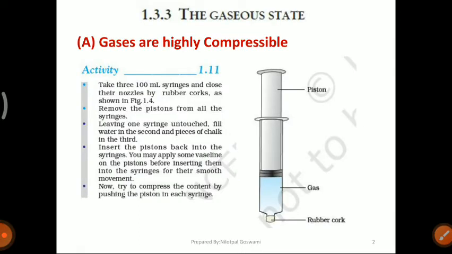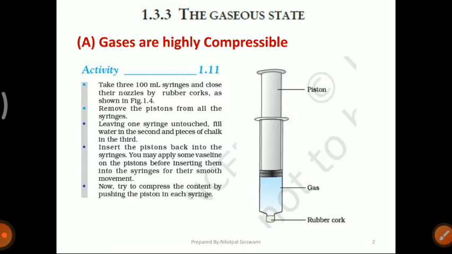So the first property of gas, that is gases are highly compressible. So in this particular activity, what is given to you is that we are compressing the gas using a syringe. One end of this syringe is blocked with a rubber cork, and we try to push or compress the gas with the help of a piston.